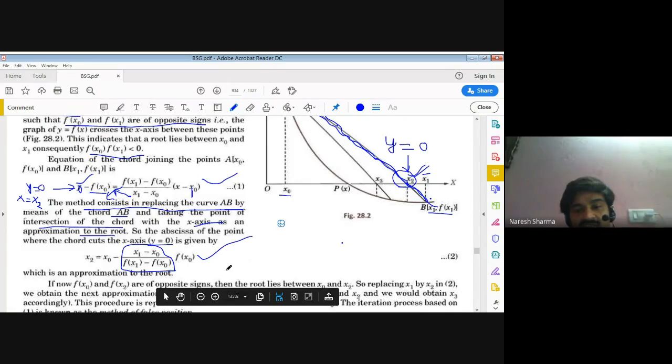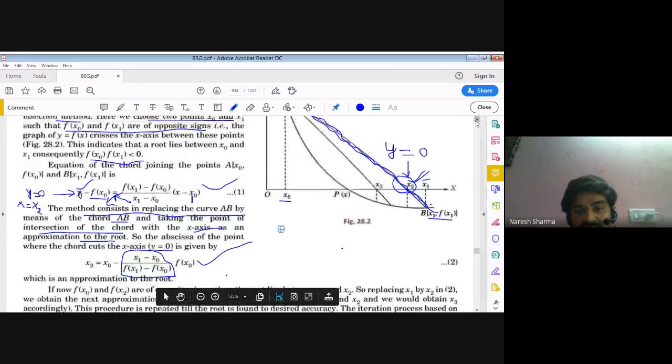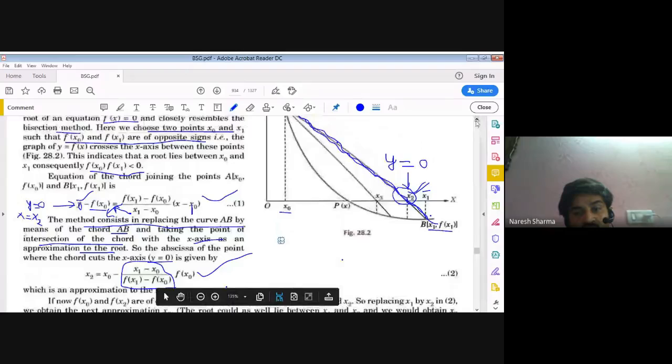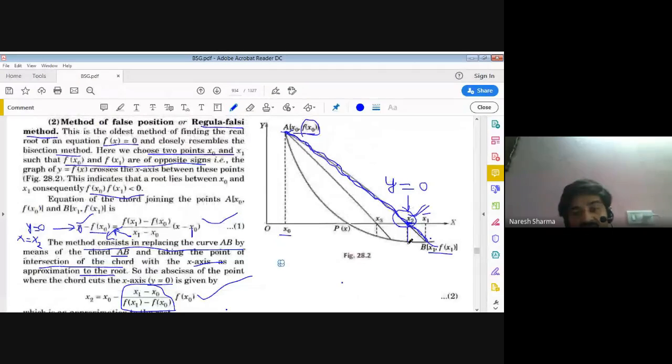Once we get the first approximation of the root, we again check the value of the function at this x2. If you see in our example, the value of the function at this point is negative, so we assume that the root now lies between point A and this point. So we again draw the equation of line directly here, which touches this point. Actually, this should touch here.